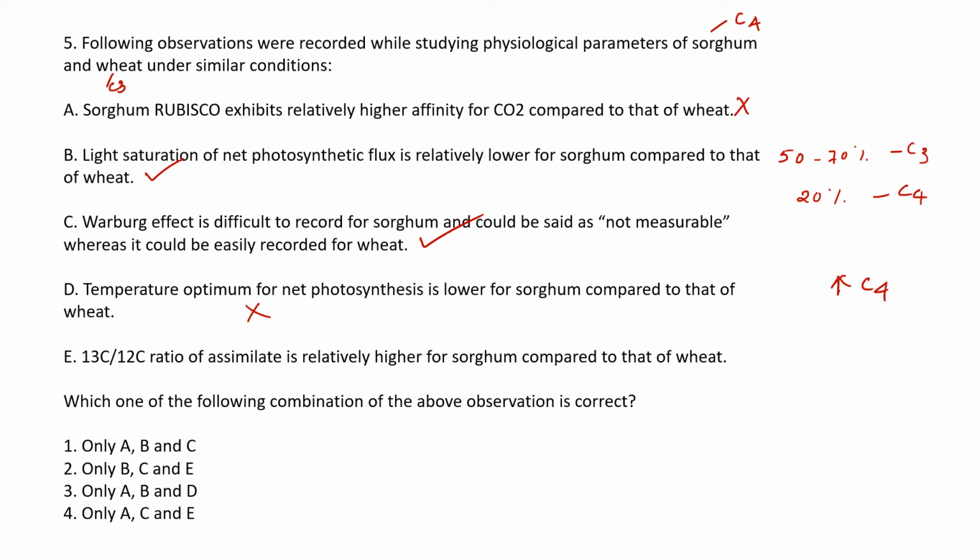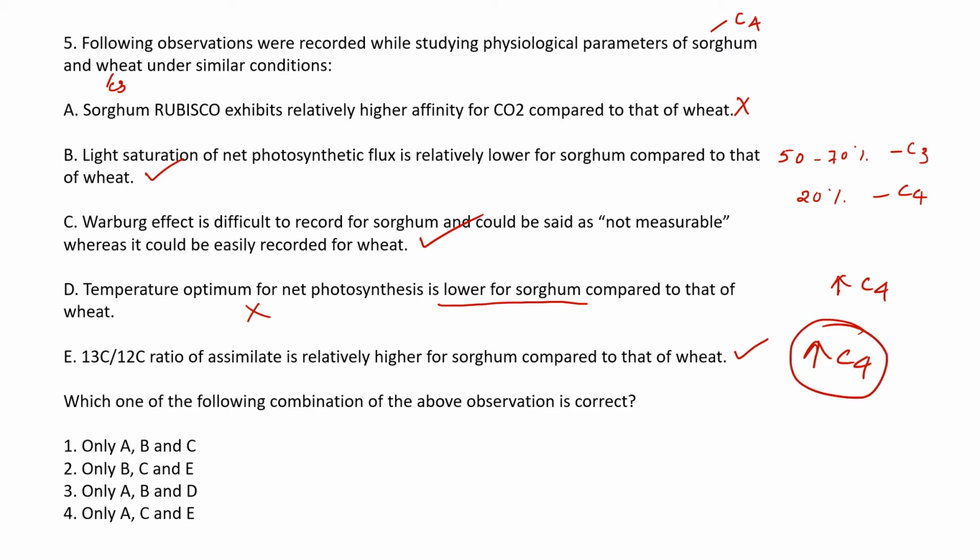So here it is given lower for C4 plant. Lower for sorghum means lower for C4 plant. So this is not correct. Next, statement E. 13C by 12C, these are isotopes of carbon. The 13C by 12C ratio of assimilate is relatively higher for sorghum. That means it is higher for C4 plants compared to that of wheat. This is also correct. This ratio is higher for C4 plants.